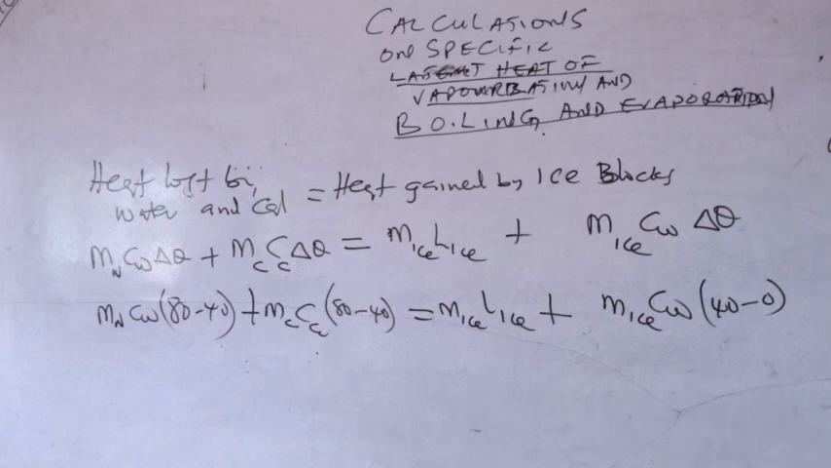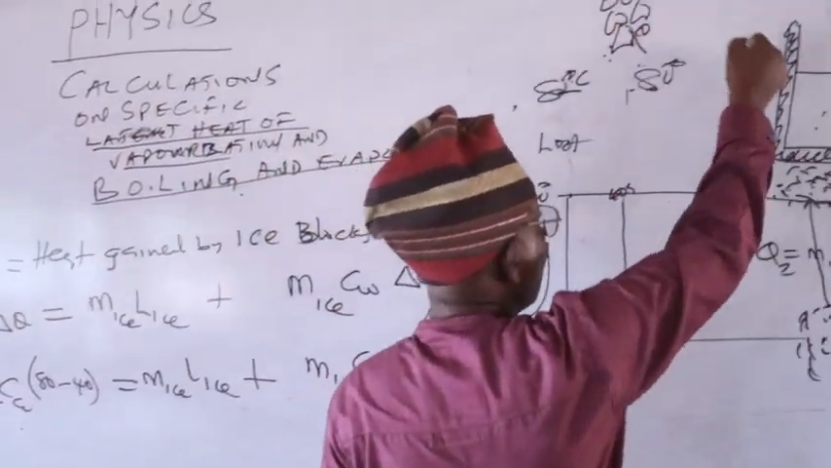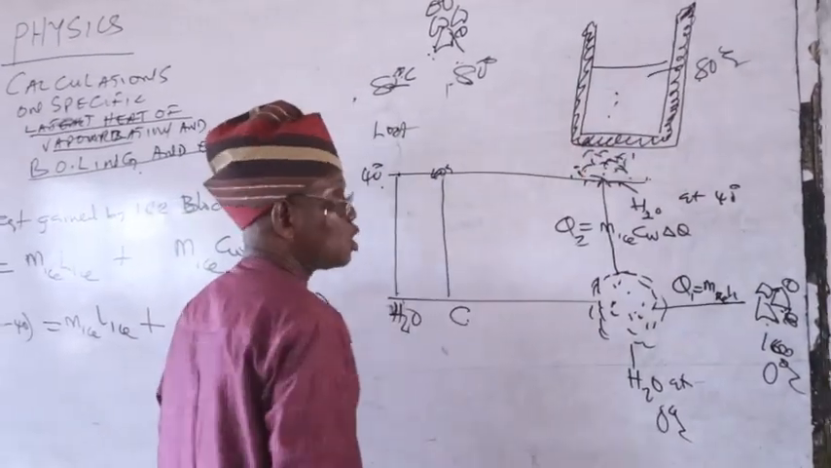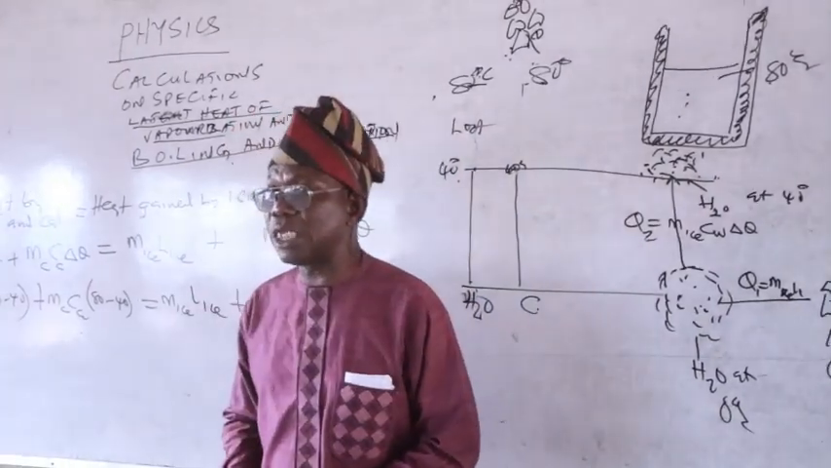When you are talking of mixture, mixing two things together, here now we are talking of a mixture of ice block and warm water. And warm water does not just exist by itself, it has to be put in a container.